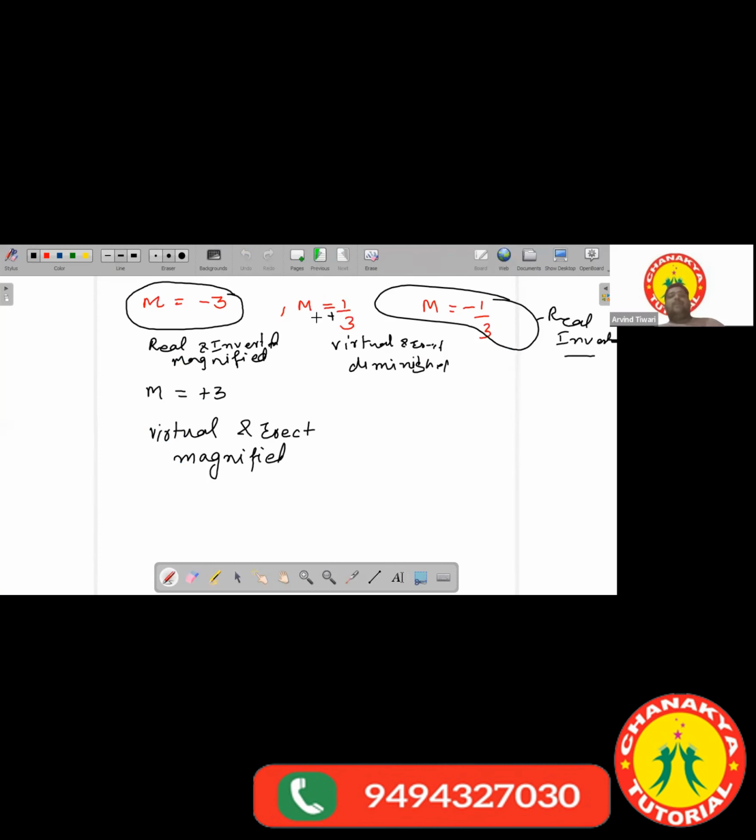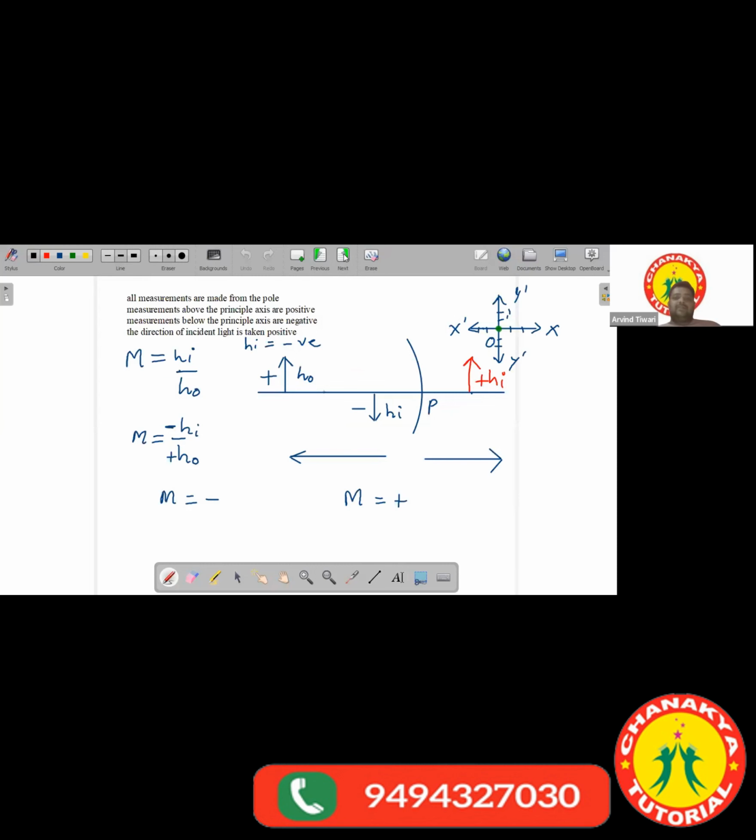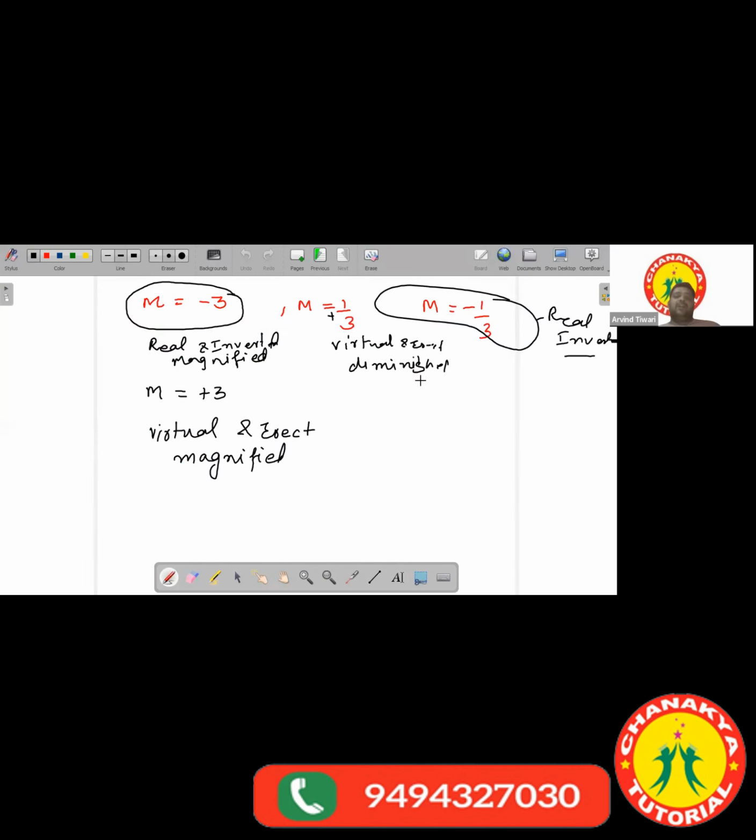So +1/3, it's here, convex mirror. See, the image is virtual, erect, and diminished, the same thing we have written here. So from the magnification value, we come to know all the characteristics of the image, and we come to know where the object is placed. We get everything about it.